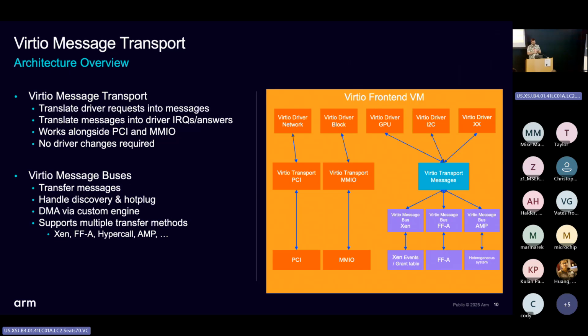So that's a Xen-specific one, which I will present after, FFA, which is the Firmware Framework for A profiles. That's an ARM specification to communicate between VM and the secure world, through hypercalls, or through AMP solutions for heterogeneous systems, through a solution that Edgar will present tomorrow.